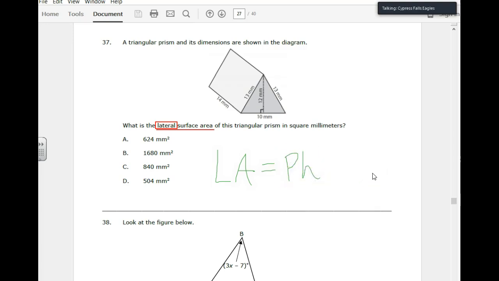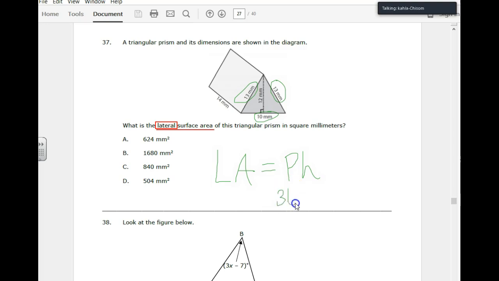And it says pH. What does capital P stand for? Perimeter of the base. Love how you said of the base. Very good. Perimeter of the base. And what does H stand for? Height. Height of the prism. Not the height of the base, the height of the prism. And I'm guessing maybe that's what you did wrong. The perimeter of the base is?